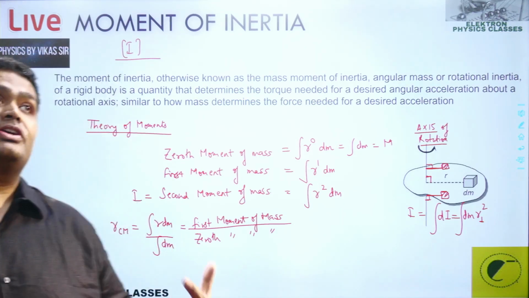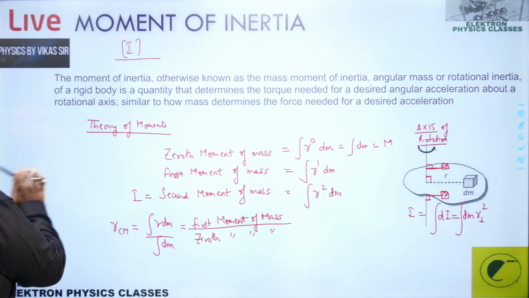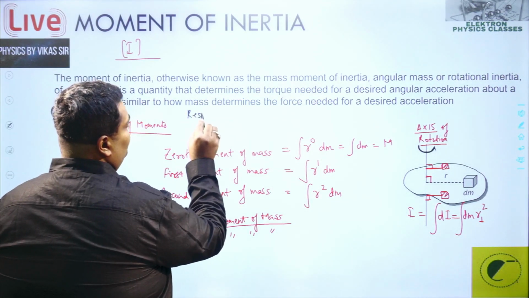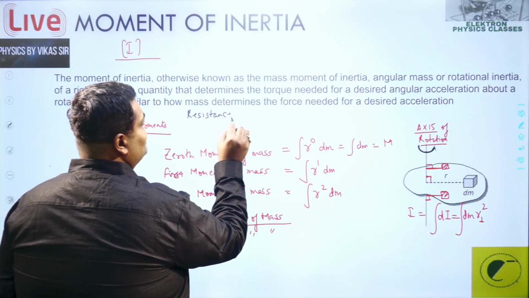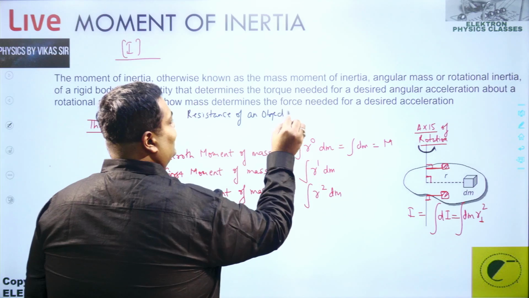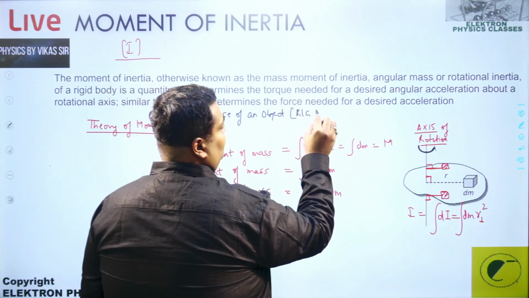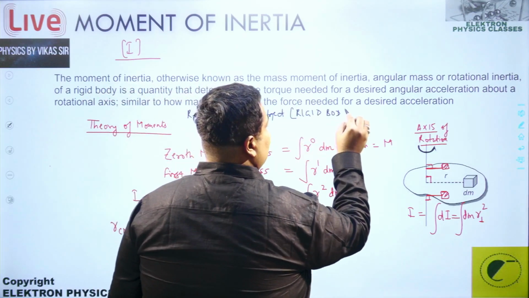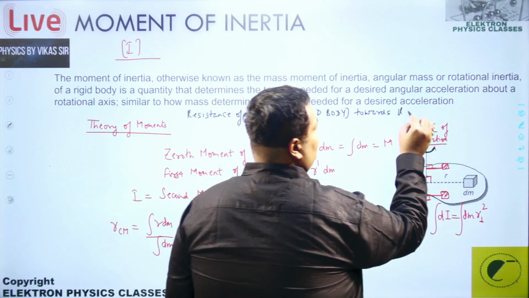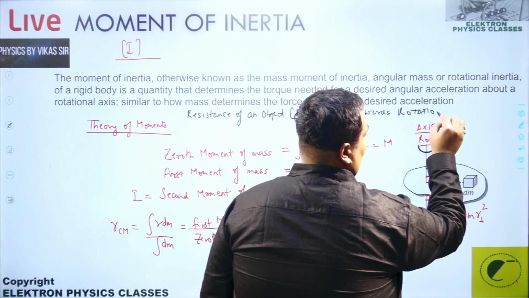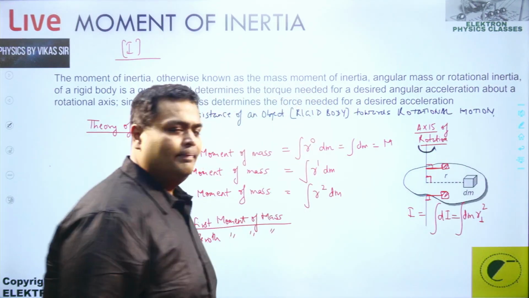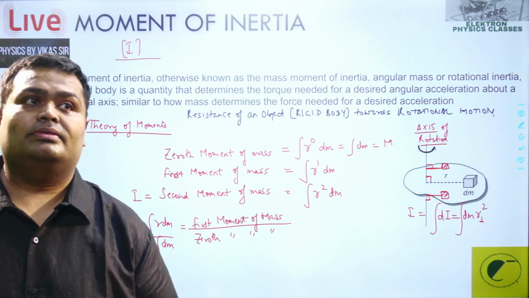Now what is the moment of inertia? We mentioned that the moment of inertia is the resistance of an object, and that object which we are studying is supposed to be a rigid body. So that's the resistance of a rigid body towards rotational motion, and that's the idea of the moment of inertia.